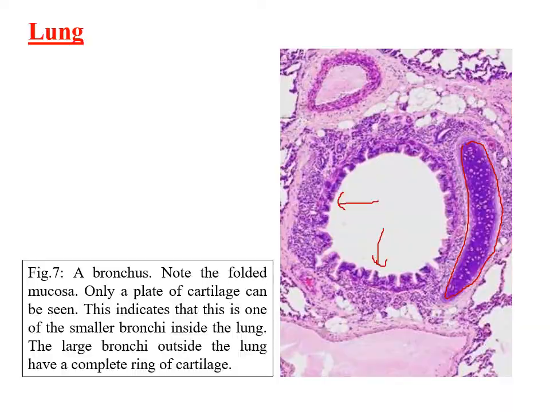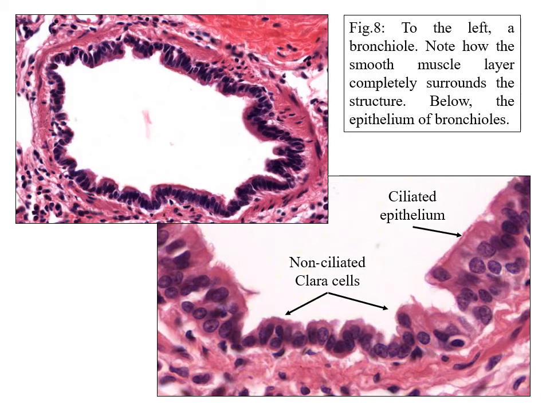And if we go to the next step, the bronchioles, this is a section of a bronchiole. Again, the mucosa is folded due to the presence of smooth muscles. This is smooth muscle, and in the bronchioles, the smooth muscles completely surround the structure, and there are no cartilages. Once the cartilages disappear, we say that this is a bronchiole. If there is still some cartilage, we say this is a bronchus.